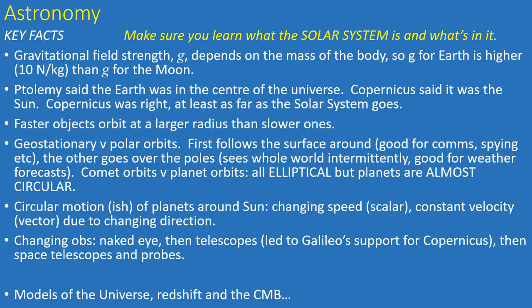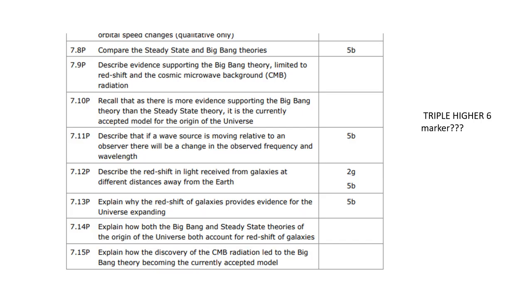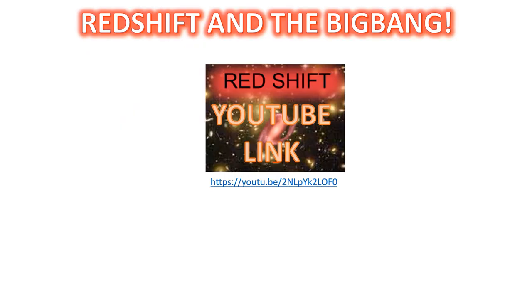And then, most importantly, life cycle of stars. Big Bang theory, comparing it to the steady state theory, linking it to red shift, and also cosmic microwave background radiation. CMBR is the quickest way to say that. Really good candidate for a 6-marker. Remember, you'll get 2 6-markers on a triple paper. Really good chance this will come up, or something about the life cycle of a star.